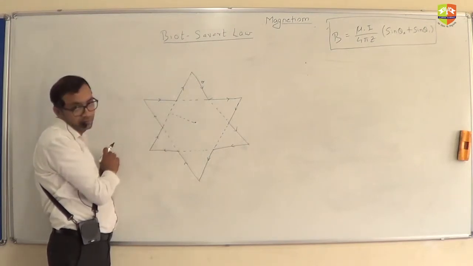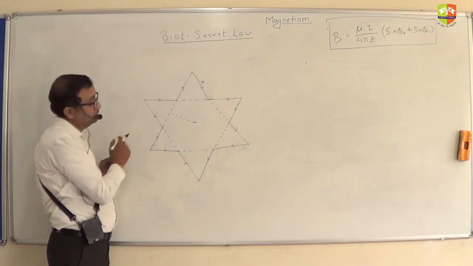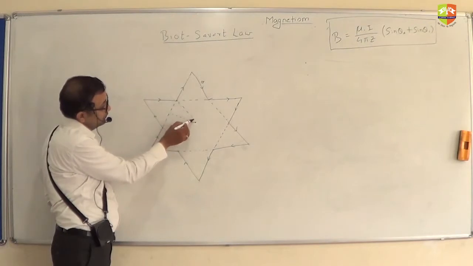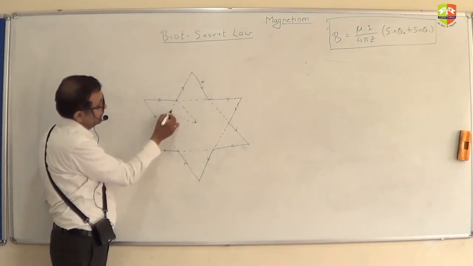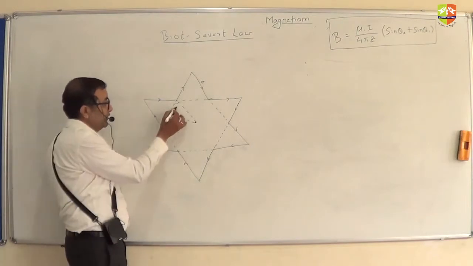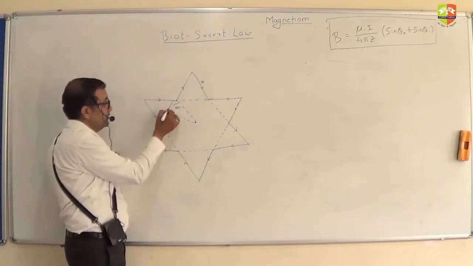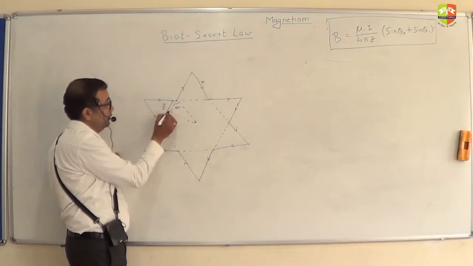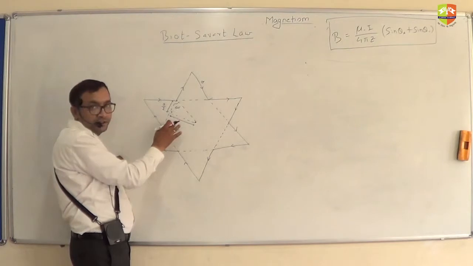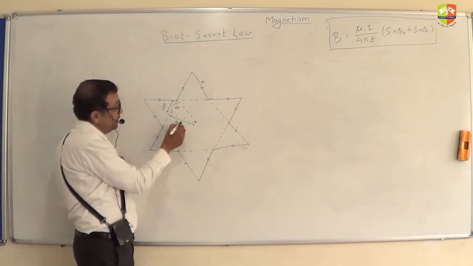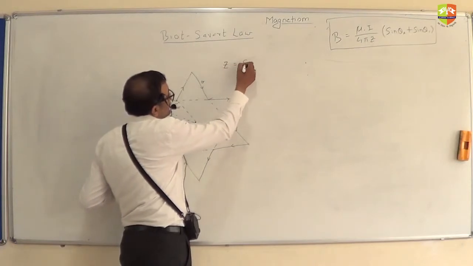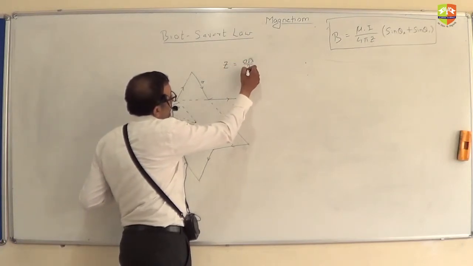How to find that? If you make a triangle like this, this is 90 degrees. How much is that angle? This is 60 degrees. This distance is how much? A by 2. So that distance is A by 2 into tan of 60, which is A root 3 by 2. Good. So we have got the value of Z, which is A root 3 by 2.